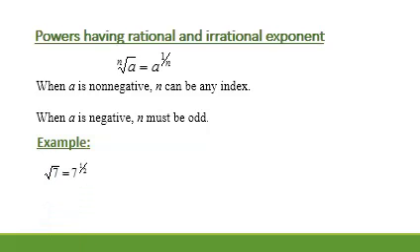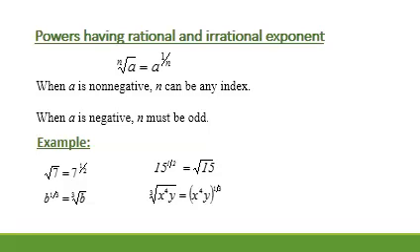Example, radical 7 is expressed as 7 to the power 1 over 2. b to the power 1 over 3, if I wanted to write it as a radical, is the third root of b. 15 to the power half is expressed as radical 15. And the third root of x to the power 4 y is expressed with the power 1 over 3. Don't forget that you have to put the power inside. You know, I can write this to the power 1, so the power inside over the nth root.